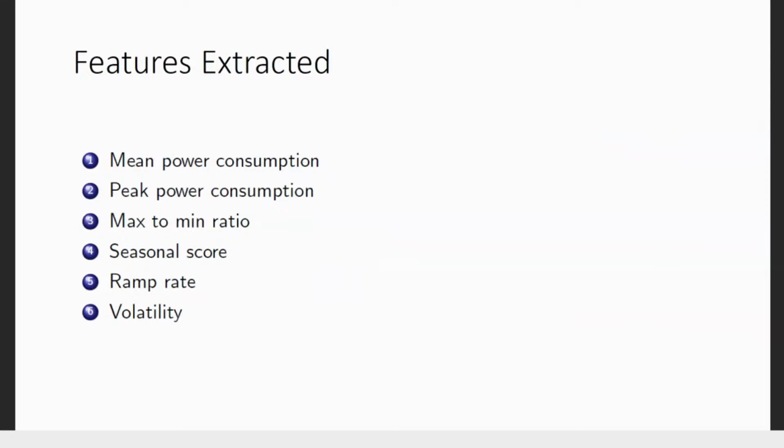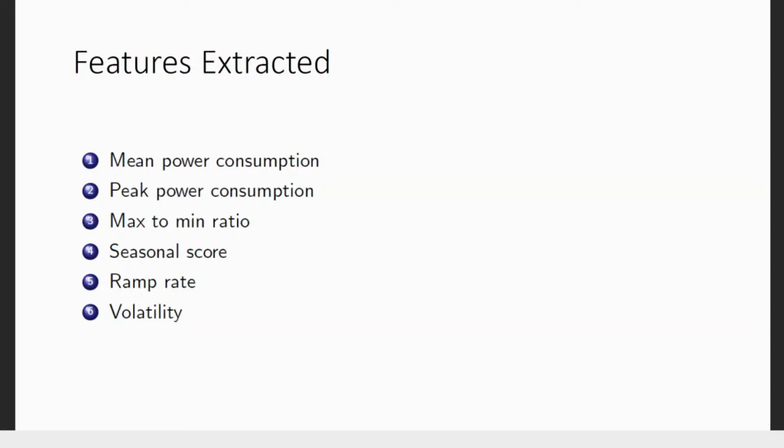For example, you can always use a mean consumption, mean power consumption, that is self-explanatory. You can always try to look for the peak power consumption. Some of the customers may not be consuming a lot of power, but whenever they are consuming, they're consuming a very high amount of power. And if that high amount of power comes during the peak load time, then that may cause an issue.